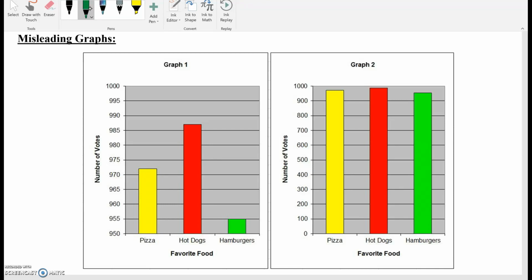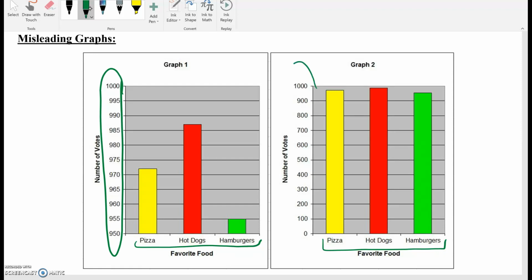Okay, you can see that it's pizzas, hot dogs, and hamburgers in both. The thing that's different is the y-axis. Okay, and this is very crucial. You'll see data like this out there, and this is where you're gonna develop this data eye where you will know that's not right.